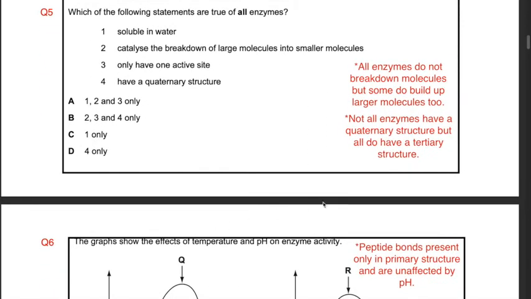Question 5. Which of the following statements are true of all enzymes? 1. Soluble in water. 2. Catalyze the breakdown of large molecules into smaller molecules. 3. Only have one active site. 4. Have a quaternary structure.